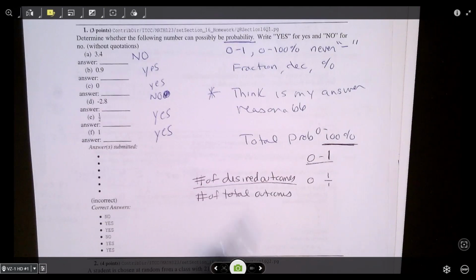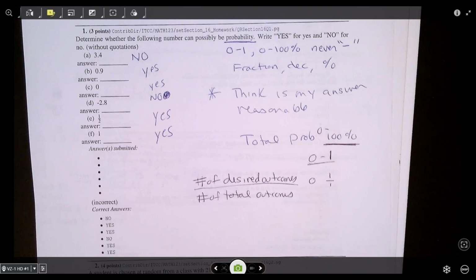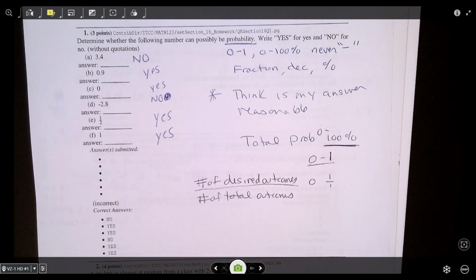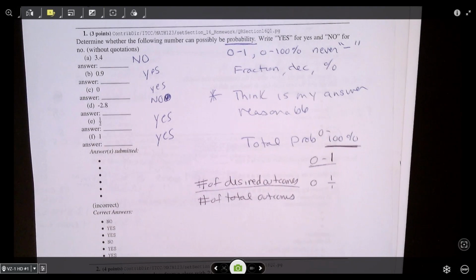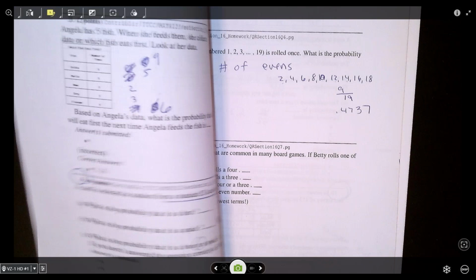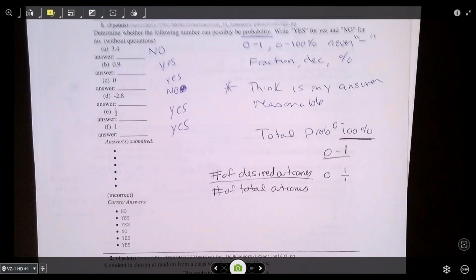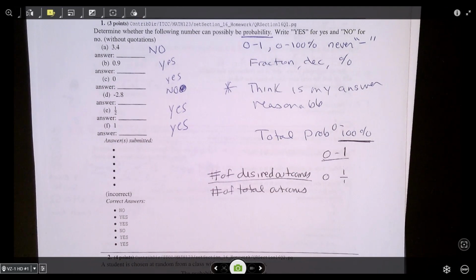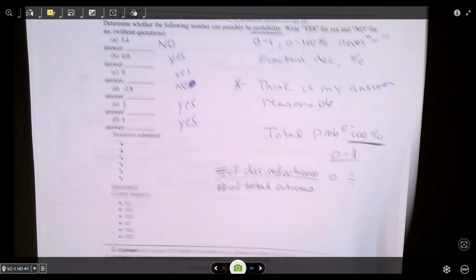You have to make sure you have the number of what you desire over the number of total. If anybody has certain ones they want, this is probably the easiest section. Let me know which ones you want. The exam is 90 minutes. Again, the final is 2 hours, but this exam is 90. Okay, I'm going to skip that one and go to number 3.